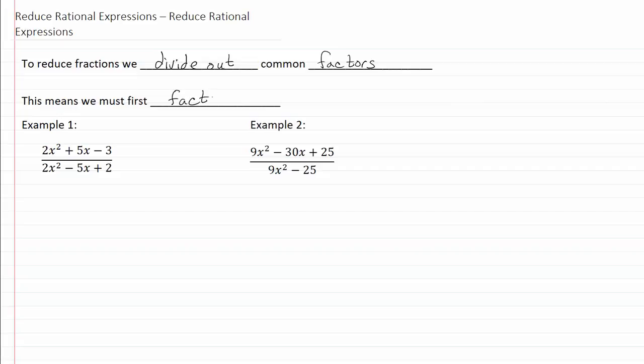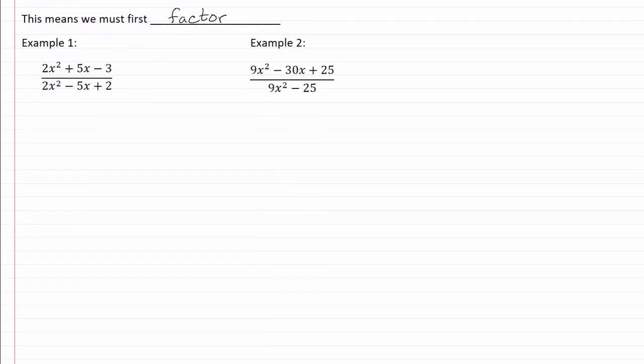So we have to factor. We're going to put all that factoring you've learned to use. So let's take a look at example 1. Factor the top. I'm going to put in my 2 sets of parentheses. There's only one way of factoring 2, so I have 2x and x. There's only one way of factoring 3.